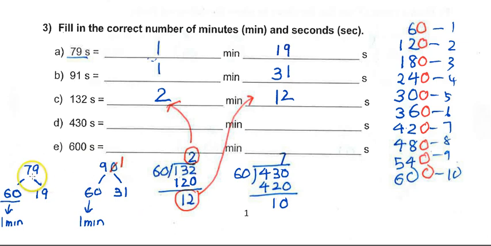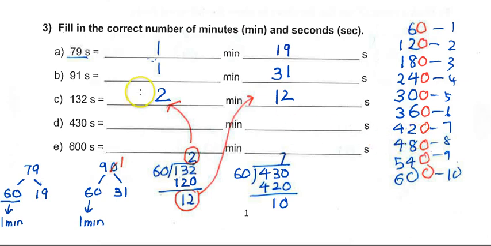For example, the first one, 79 you break into 60 and 19. So this 60 becomes 1 minute, this 19 becomes the seconds. So 1 minute 19 seconds. 79 seconds is 1 minute and 19 seconds, right? The rest follow suit. Remember to use the 60 times table, which in fact is the 6 times table, to get it done.